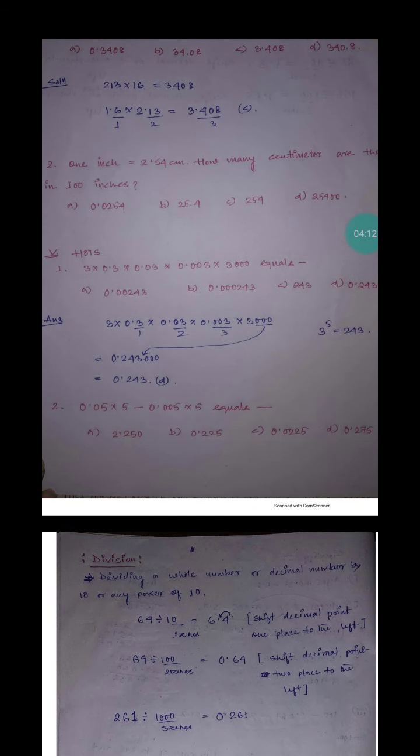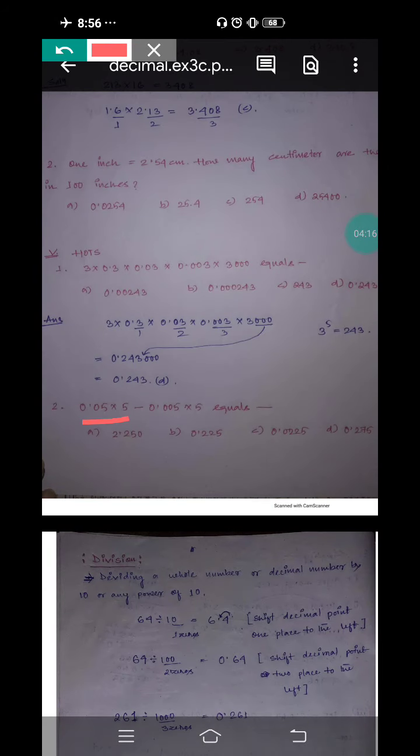Similarly, question number 2 also you have to do by yourself. Just do the multiplication first. These two multiplications you do, then these two multiplications you do. After that, do the subtraction, match the options, and you will get the answer.